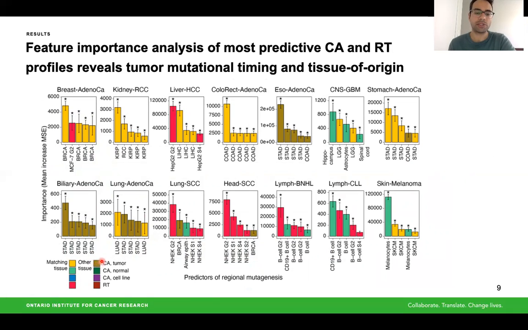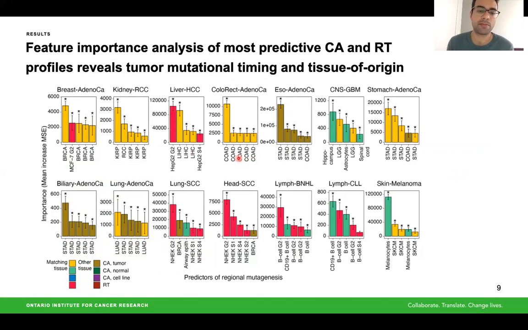And what we find is that in most cancer types, the most predictive tracks are coming from matching tissues or potential tissues of origin. So this is happening in 12 out of 14 cancer types. And even in the ones where we see it coming from a different tissue, such as esophageal adenocarcinoma, where the most predictive chromatin accessibility tracks are derived from stomach adenocarcinoma, there's evidence in the literature that the cell of origin of these two cancer types are very related.